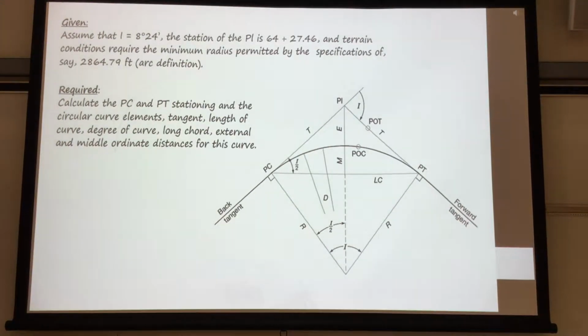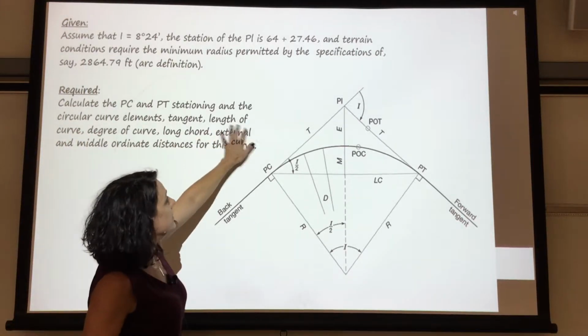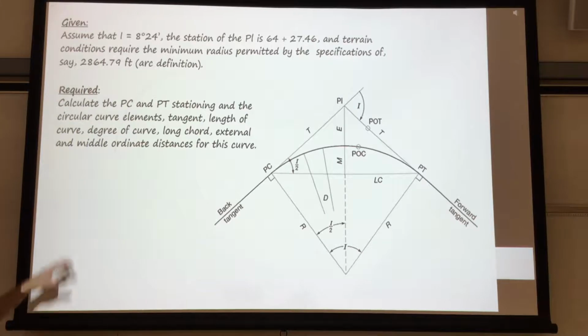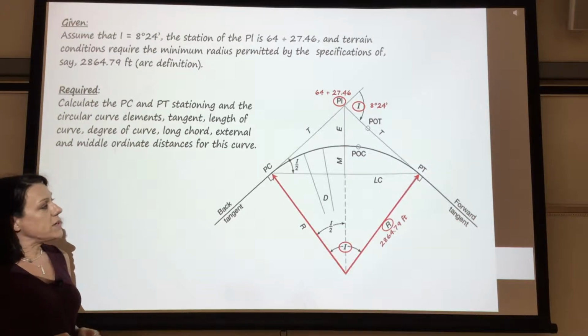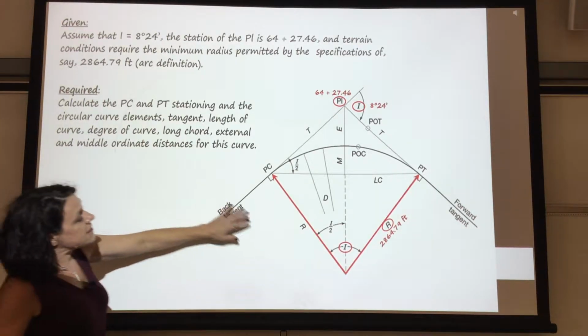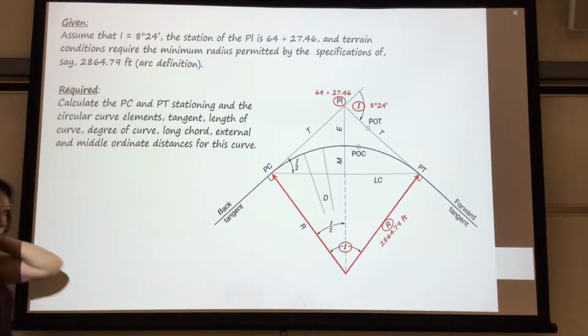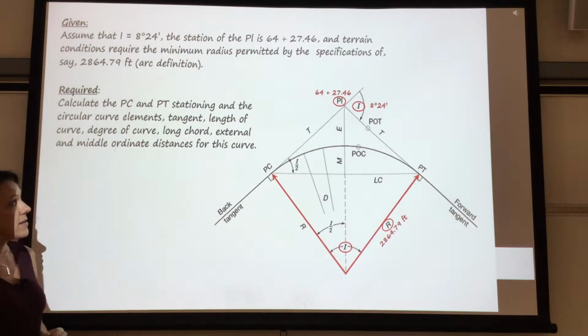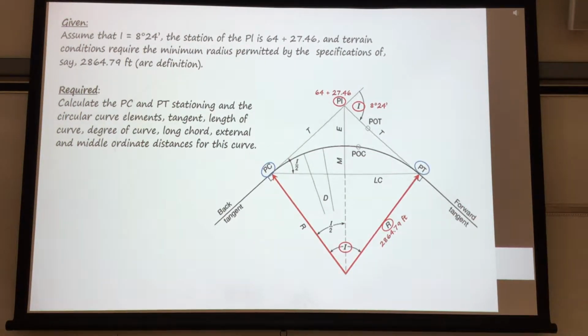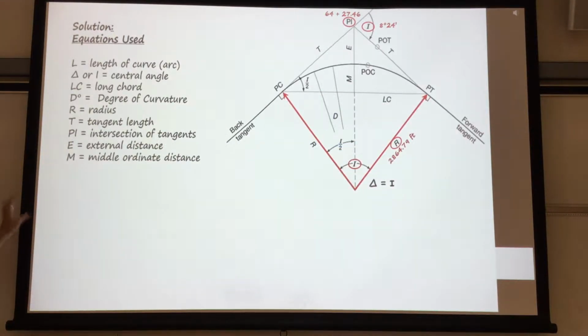Now, they want us to calculate the PC and the PT stationing and the circular curve elements: the tangent, the length of the curve, the degree of curve, the long chord, the external and the middle ordinate distances. The radius by arc definition is 2,864.79 feet. So what's in red is what's given to us out of this curve. So we're figuring PC, PT, tangent, length of curve, the degree of curvature, the long chord, the external distance, and the mid-ordinate distance. So let's get started.